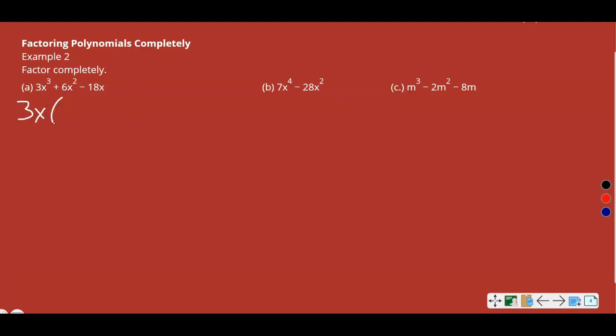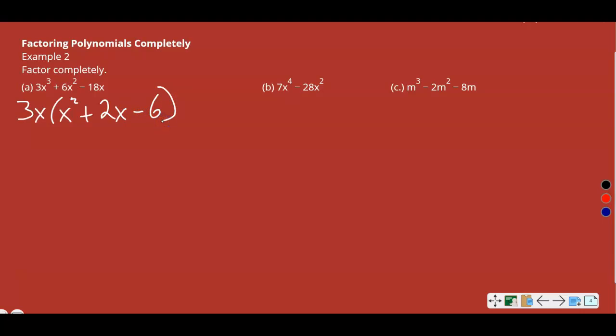So the first thing I need to do is factor out a 3x. 3x times what gives me 3x cubed? That would be an x squared. All right, 3x times what gives me 6x squared? That would be a 2x. And then 3 goes into negative 18 negative 6 times. And since you factored out the only x, there's no variable on the end.